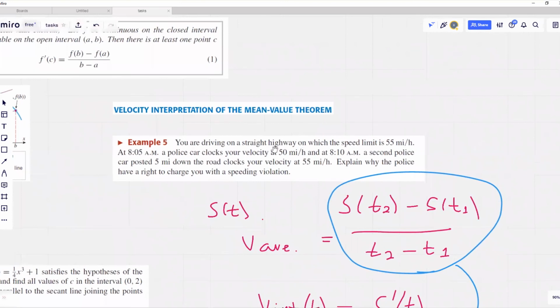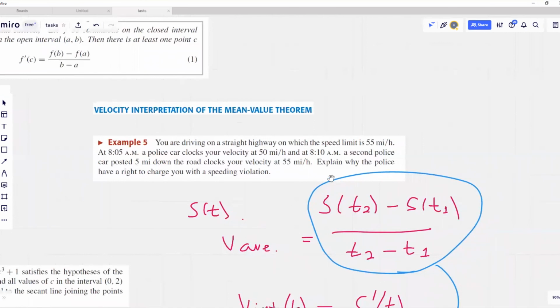You are driving on a straight highway on which the speed limit is 55 miles per hour. At 8:05 a.m., a police car clocks your velocity at 50 miles per hour, and at 8:10 a.m., a second police car posted 5 miles down the road clocks your velocity at 55 miles per hour. So you are smart enough, so you are slowing down before the police cars. Explain why the police have a right to charge you with a speeding violation.